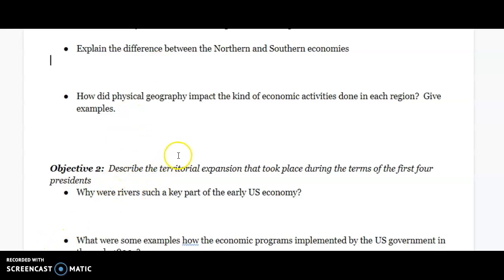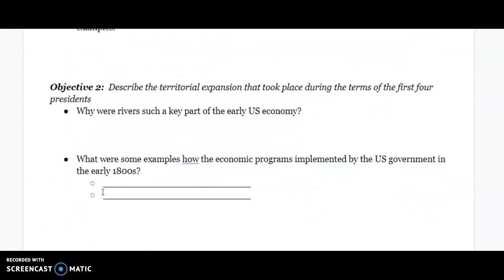How did physical geography impact the kind of economic activities done in each region? Give some examples. Well, we kind of just talked about that. So the North, much colder, makes sense to do factories instead of farming. The South, much warmer, so growing things works better. All right, so that is Objective 1.